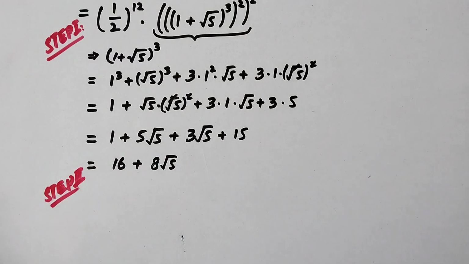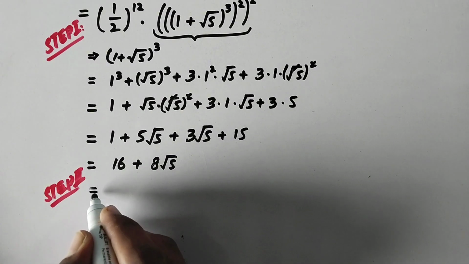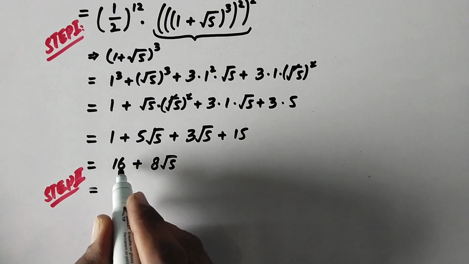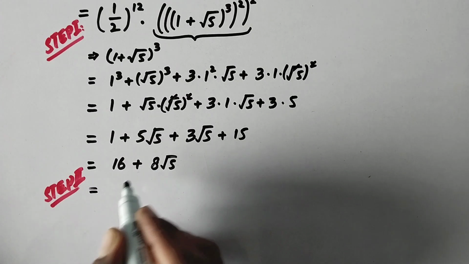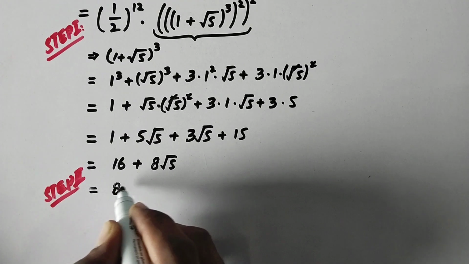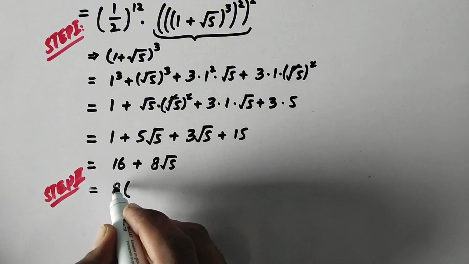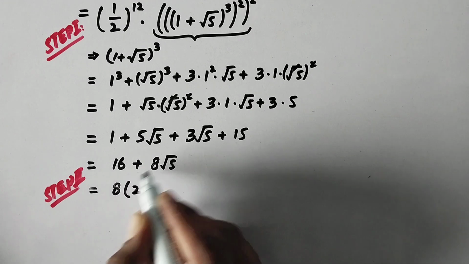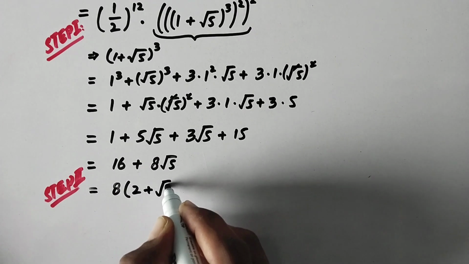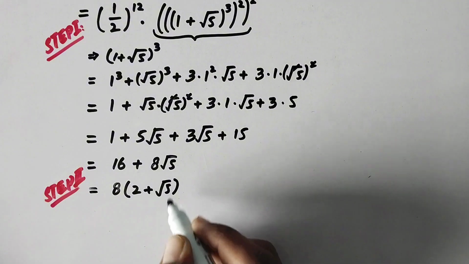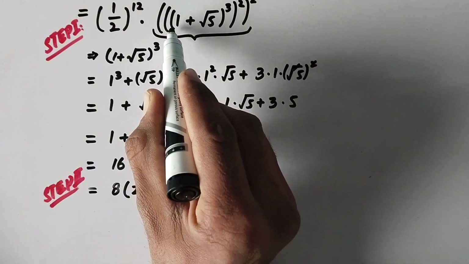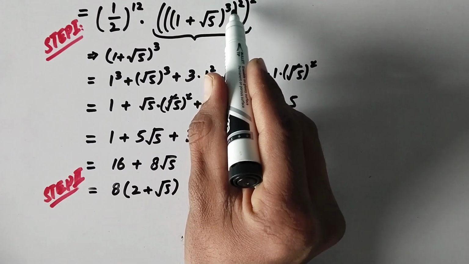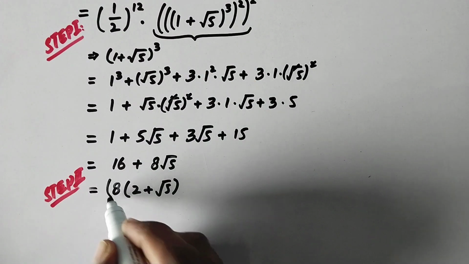So before step 2 we will further simplify it in this way, as we can take 8 as common from this term. Therefore, it will be equal to 16 divided by 8, which is 2, plus this value divided by 8, which is square root of 5. So here we have simplified this part of this term up to this cube, and now we will take this square here.